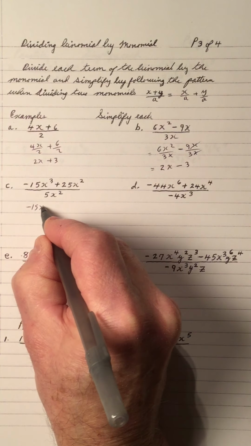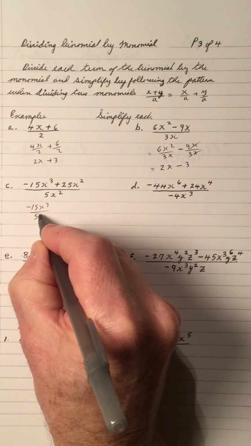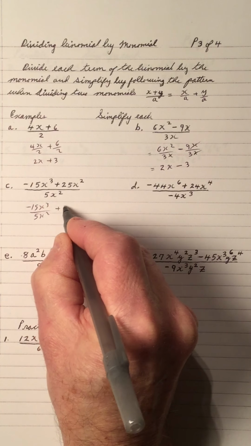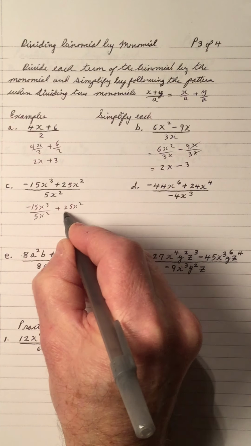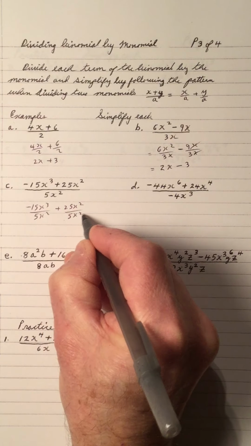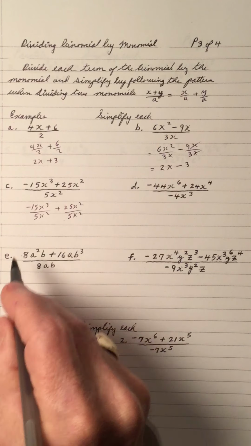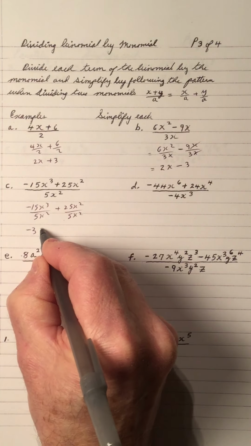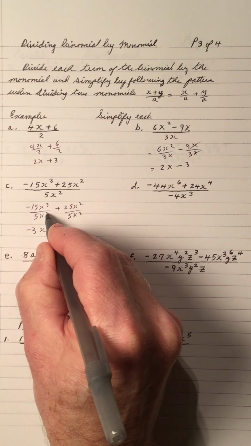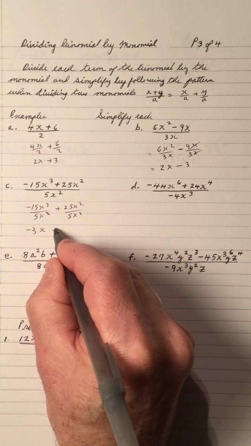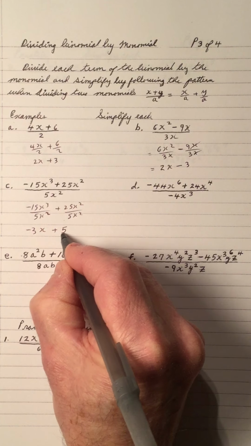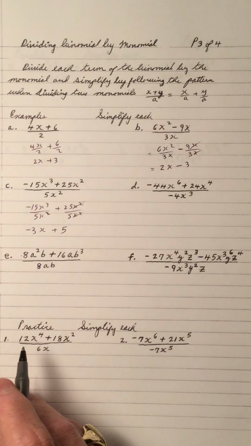Negative 15x cubed divided by 5x squared plus 25x squared divided by 5x squared. Let's divide. That's a negative 3x. 3 subtract 2 is 1, understood. 25 divided by 5 is 5, and the x's cancel out because they're the same.